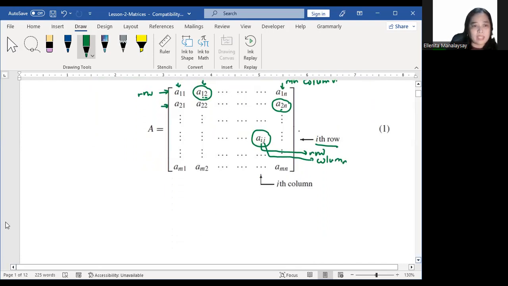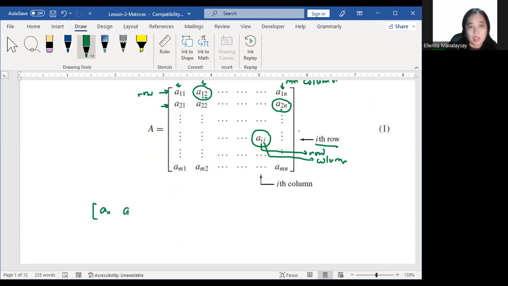If we ask, what are the entries in the first row? The entries in the first row are A11, A12, A13, up until A1N. These are the entries at the first row.